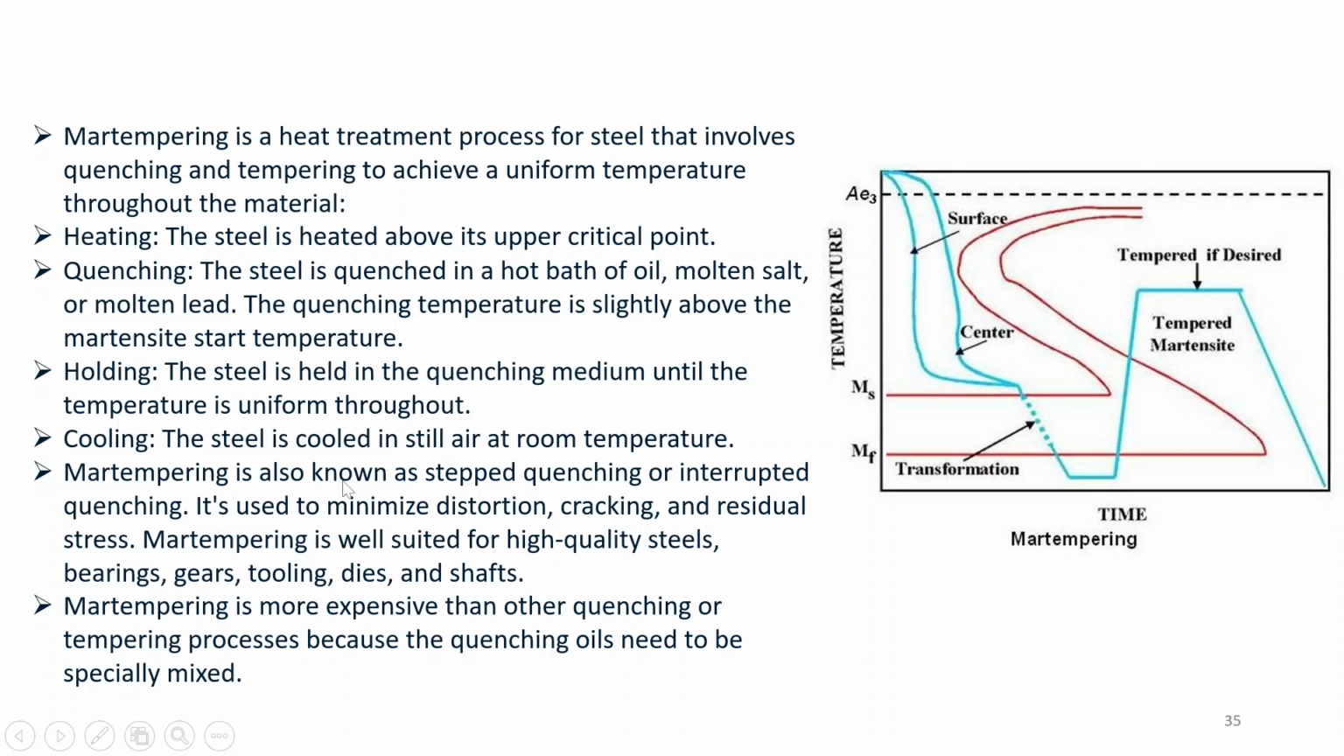Mar tempering is also known as stepped quenching or interrupted quenching, and it's used to minimize distortion, cracking and residual stress. Mar tempering is well suited for high quality steels, bearings, gears, tooling, dies and shafts. Mar tempering is more expensive than other quenching or tempering processes because the quenching oils need to be specially mixed.